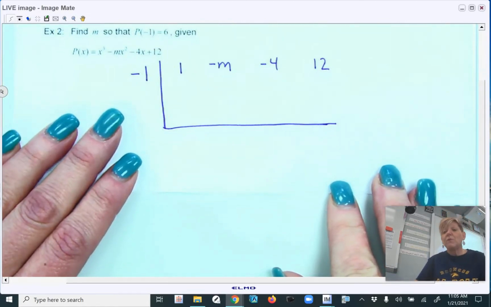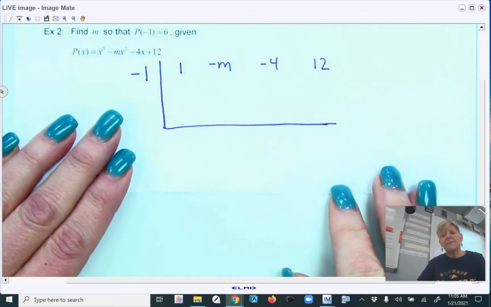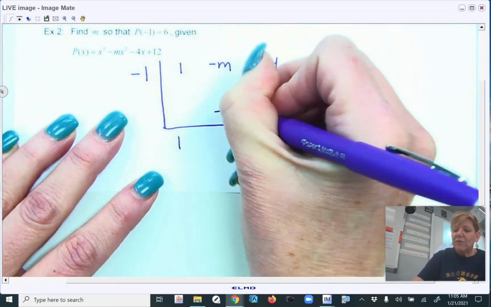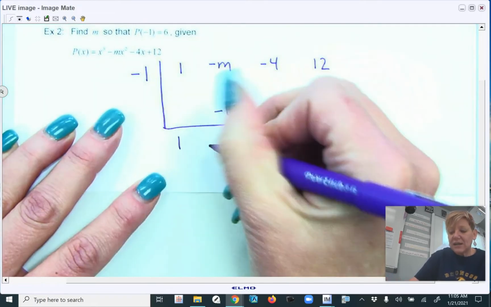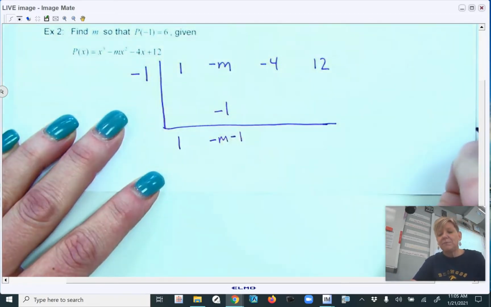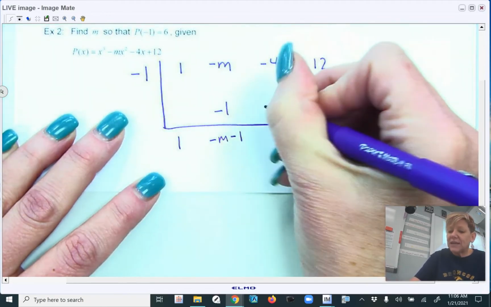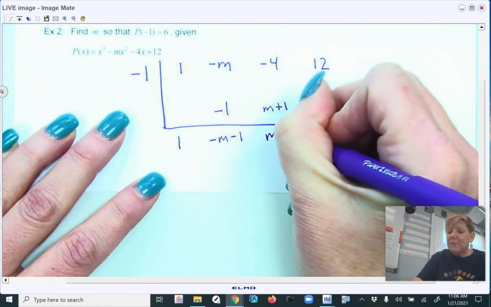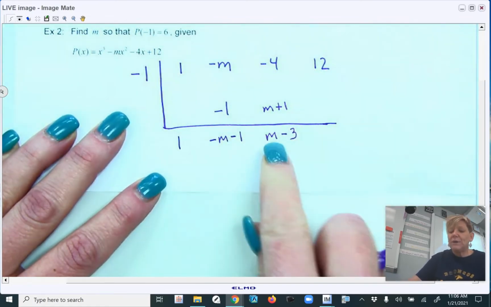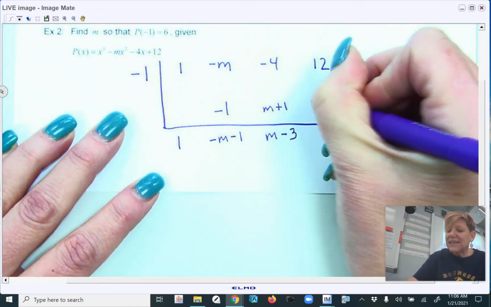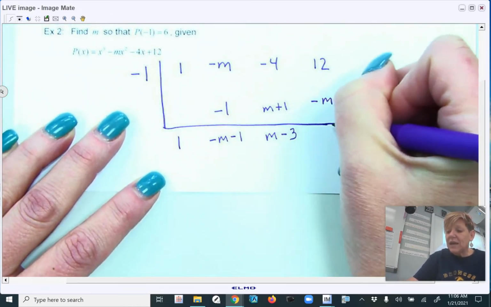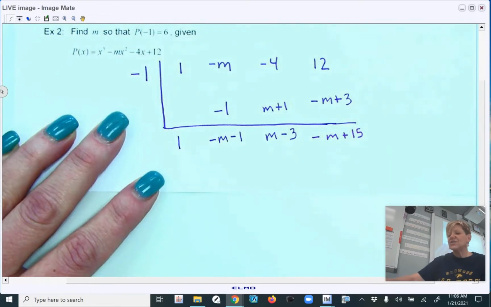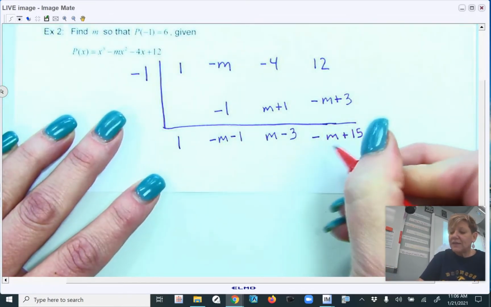We do synthetic division the same way every time. Add down, multiply by the box number. So 1 times negative 1 is negative 1. When we add down, these are not like terms. Negative m minus 1. We multiply by our box number. That's going to give us an m plus 1. We add down. That's going to give us an m minus 3. We multiply by our box number. That's going to give us a negative m plus 3. And when we add down, we get negative m plus 15. That is our remainder.